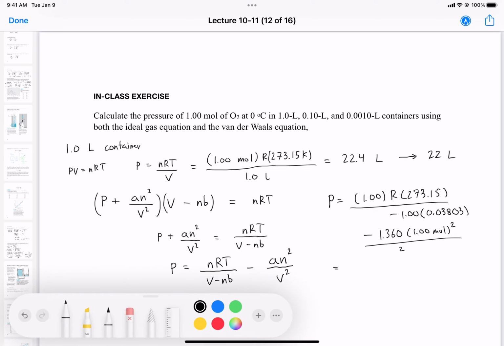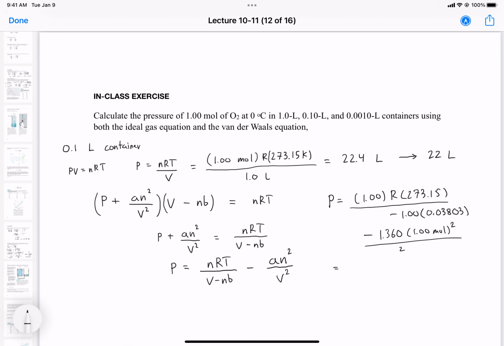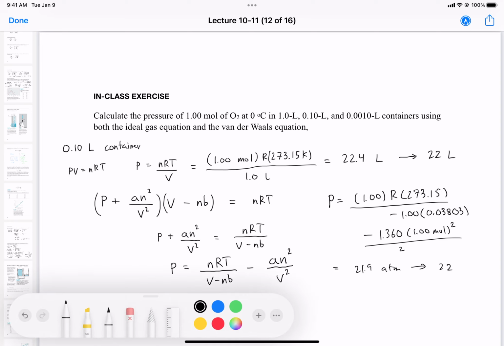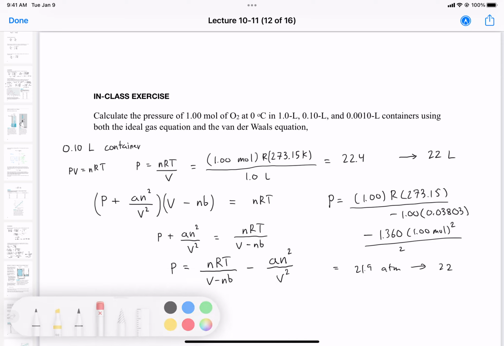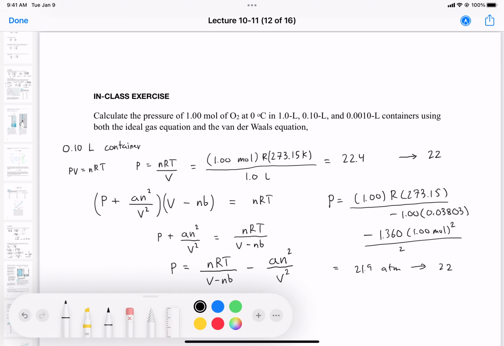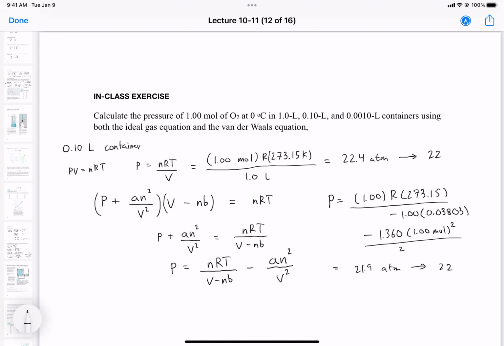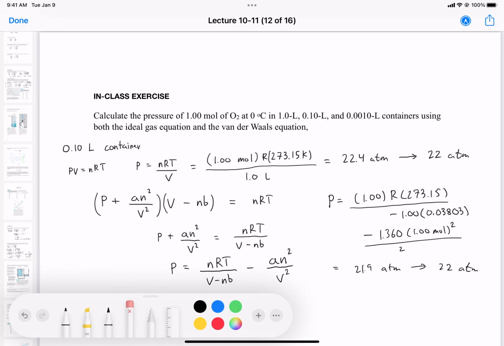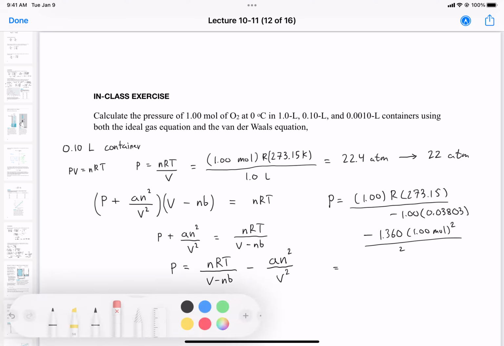So first, let's do the 0.10 container. Okay. So that one we said at first it was 21.9 ATM, right? Well, we should probably round it to 22. So it actually predicts it pretty well. So 22 ATM. Wait, why is this liters? Sorry, this should be ATMs. My apologies. So the pressures are predicted pretty well at regular temperature and pressures, right? So that's pretty good. But we're going to see now what happens when we decrease the volume.